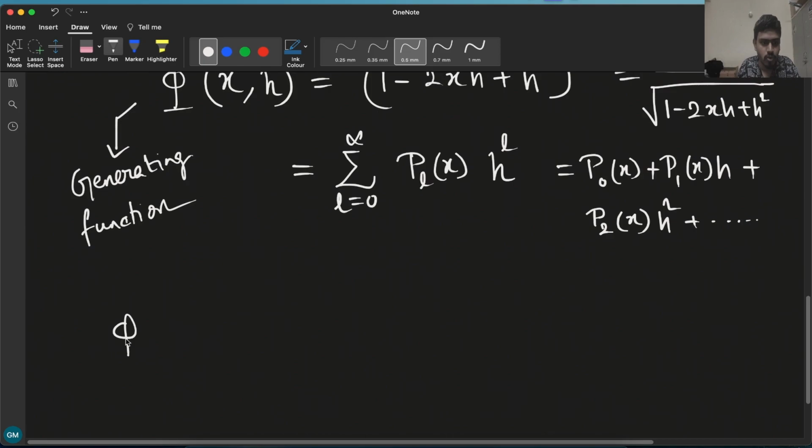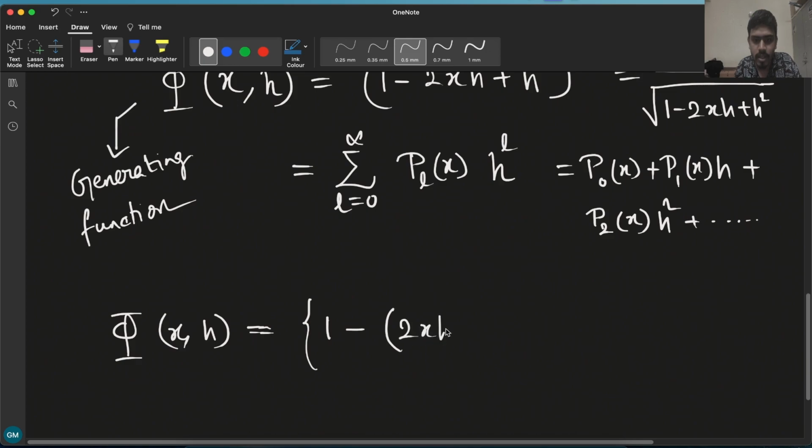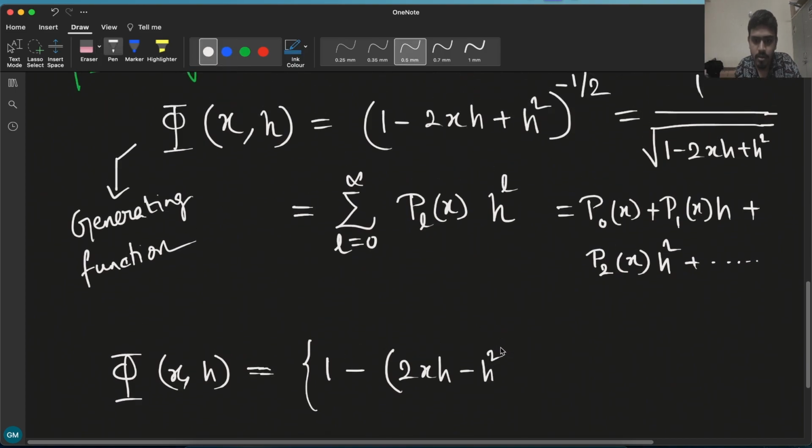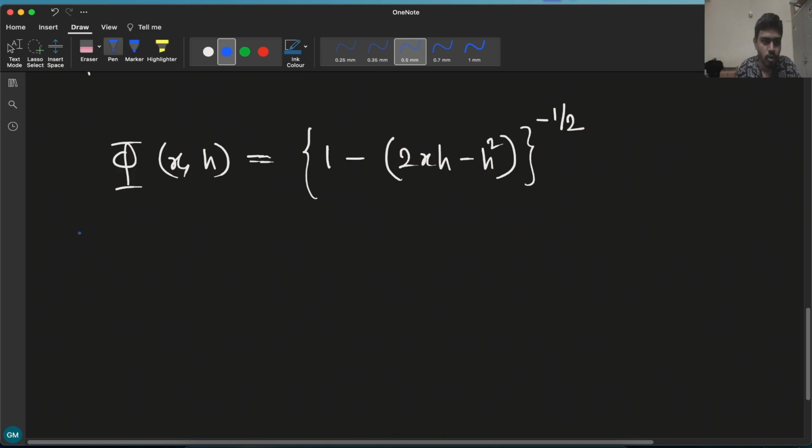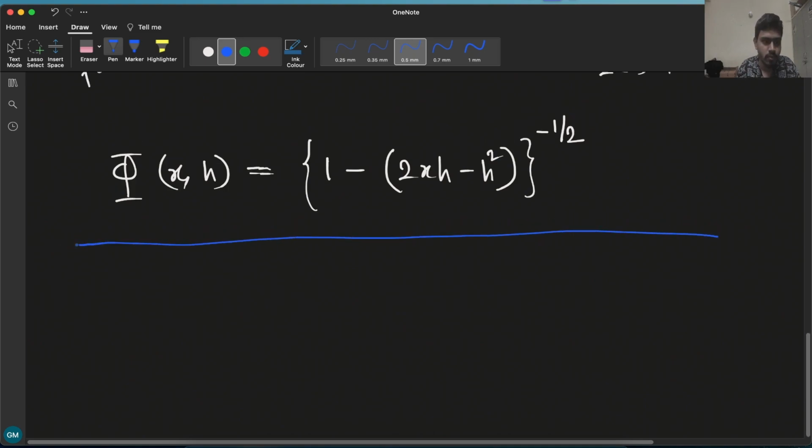Right. So phi as a function of x and h can be written as 1 minus, in curly brackets, 2xh plus, if I take the minus common, minus h squared, all to the power minus half. Now we will expand it. For that, let me first write the binomial expansion formula.